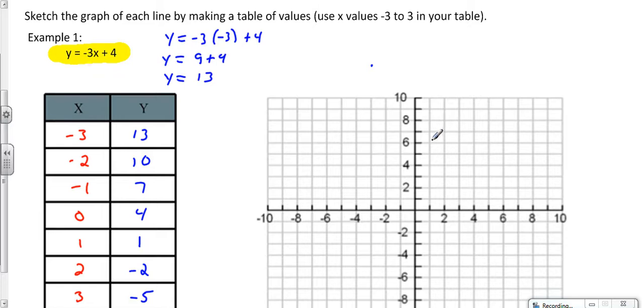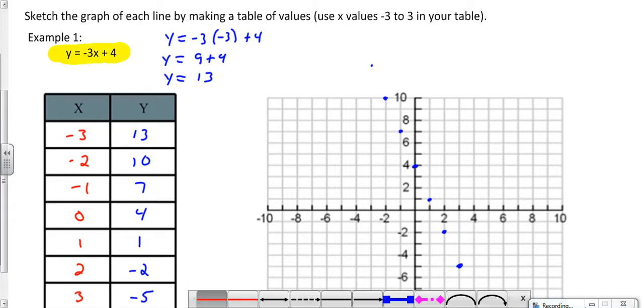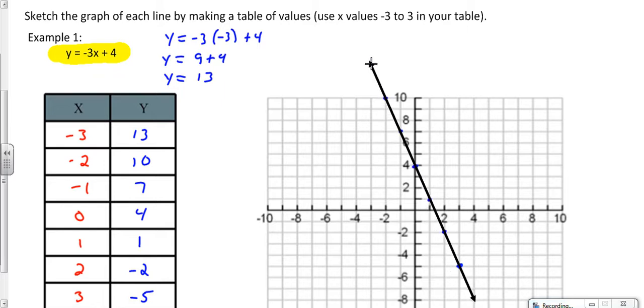Now I can graph these. So at negative 2 we are at 10. At negative 1 we are at 7. At 0 we are at 4. 1 is 1. 2 is negative 2. And 3 is negative 5. I think I can draw a line here. And we would go through those coordinates and we would have our line. And this is the initial way we would learn how to graph an equation, by using tables.